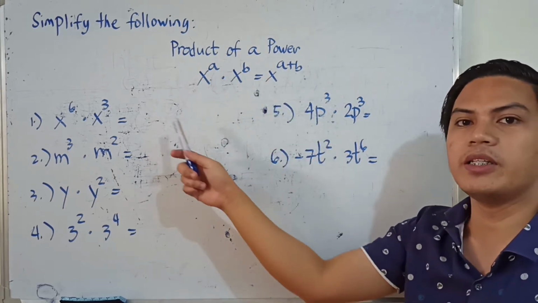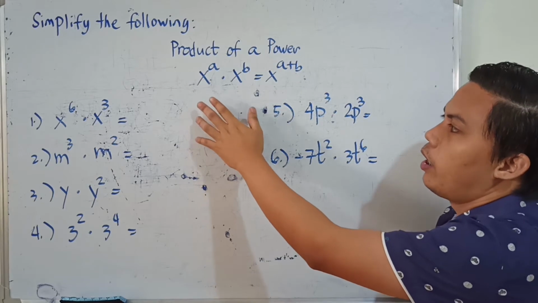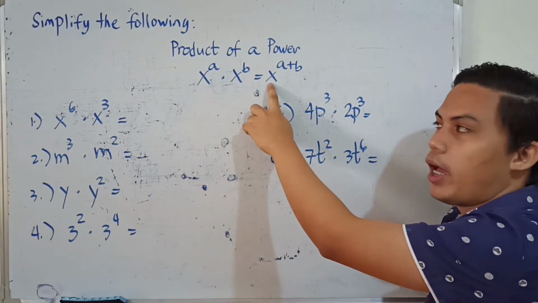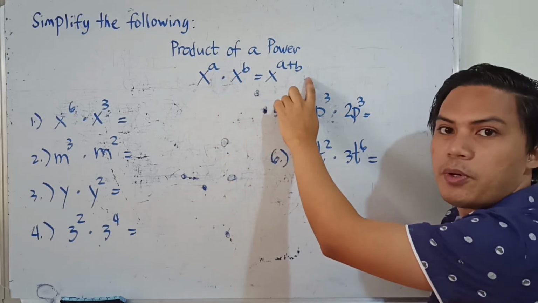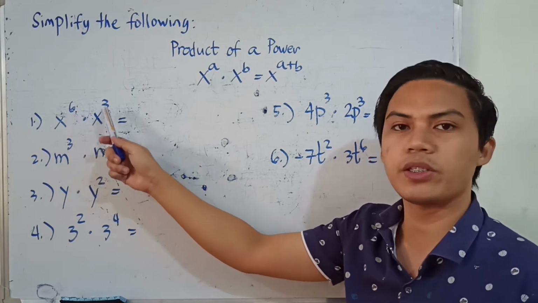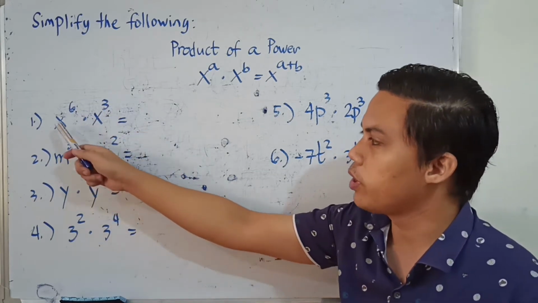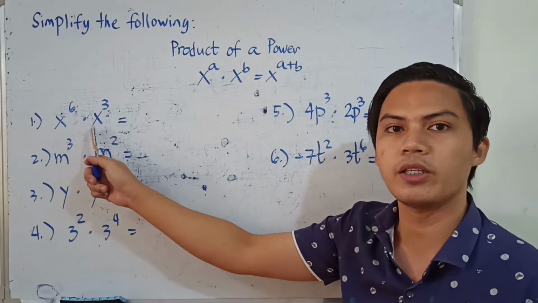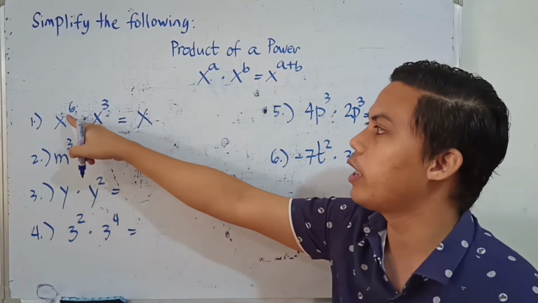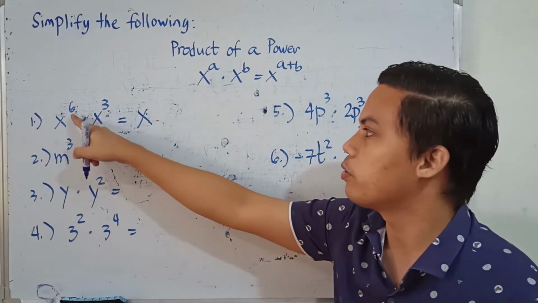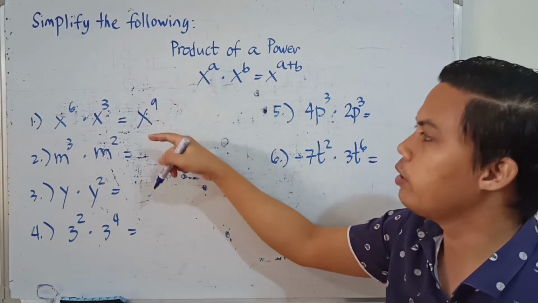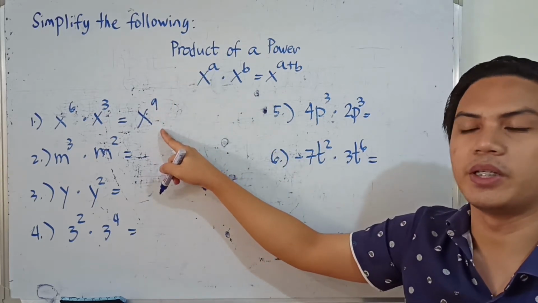So sa madaling salita nito, if we're going to multiply expressions with the same base, all we need to do is to copy yung base at i-add natin yung kanilang mga exponents. Example, we have x raised to 6 times x raised to 3 or x cubed. So since same sila ng base, which is x, all we need to do is to copy the base, then i-add lang natin yung kanilang mga exponents. So 6 plus 3, that is equal to 9. And this would be our final answer.